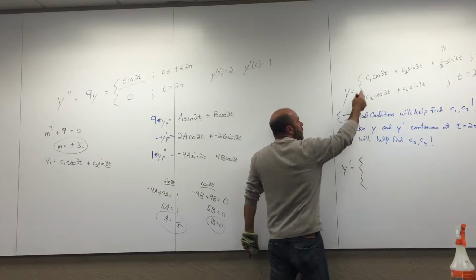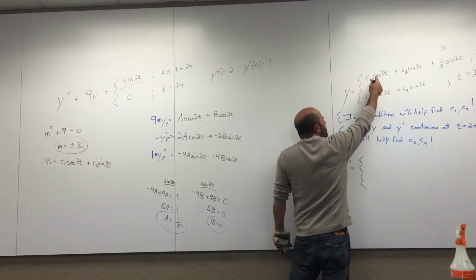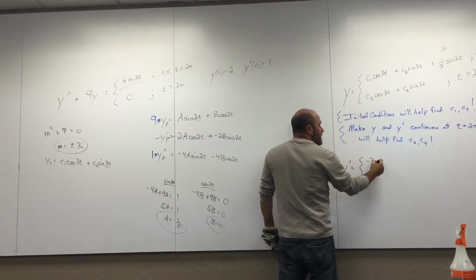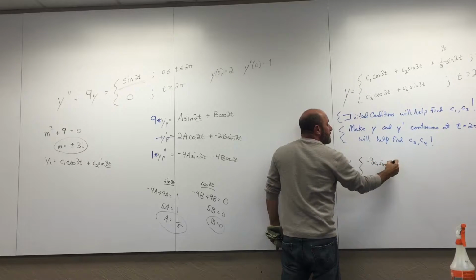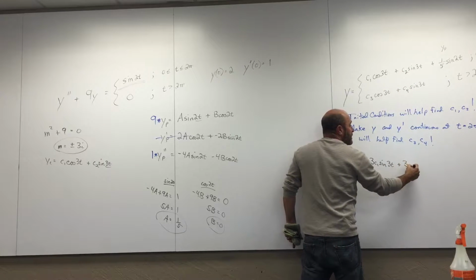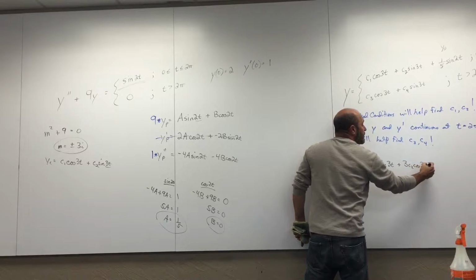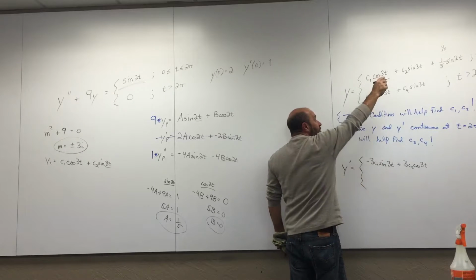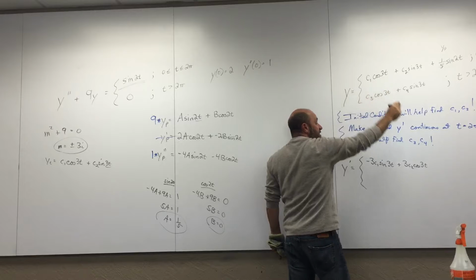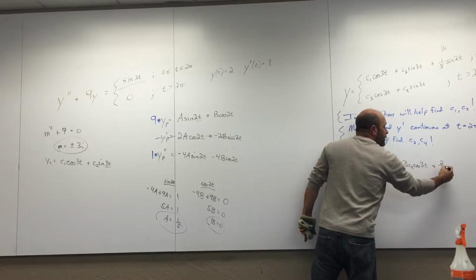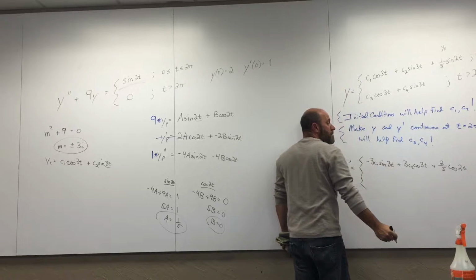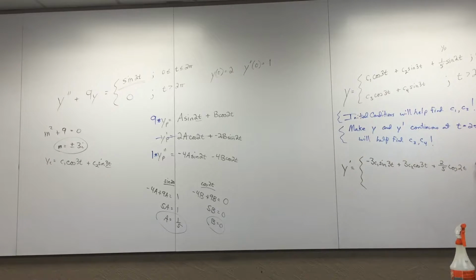The derivative of this cosine is negative 3c1 sine 3t. The derivative of that sine is a positive 3c2 cosine 3t. And then that derivative is a cosine, a 2/5 cosine 2t. Okay. That's the derivative.